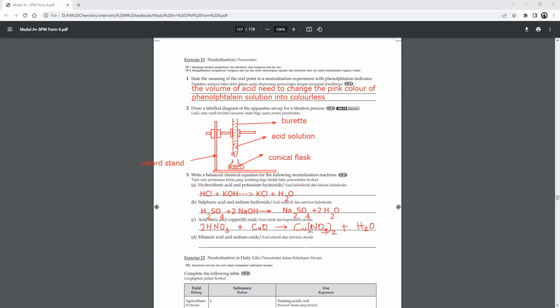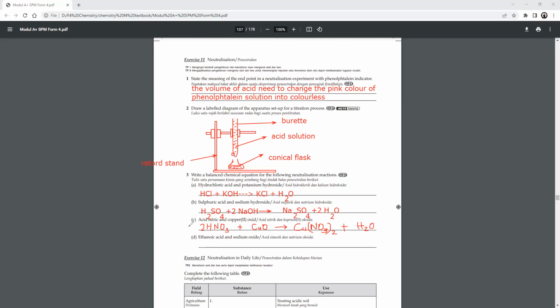So here, NO3. Okay, we start from Cu first. Cu is 1, Cu is 1. No problem. But NO3 got 2. I need to have 2 NO3, so I times 2 here. Yeah, you are correct. H2 here, H2 here. Everything is done. Nice answer.